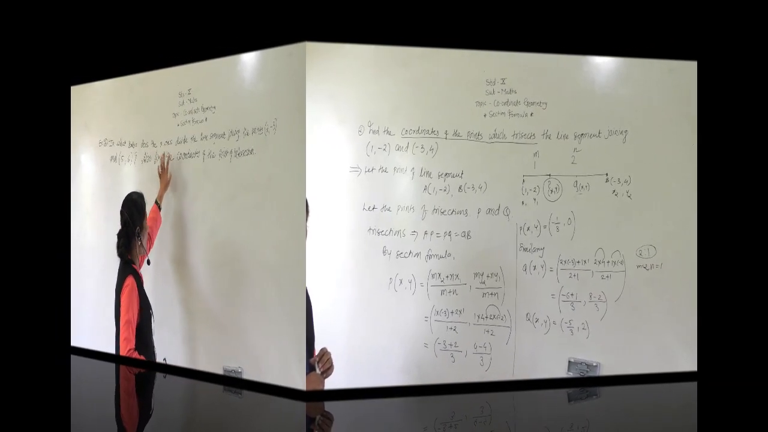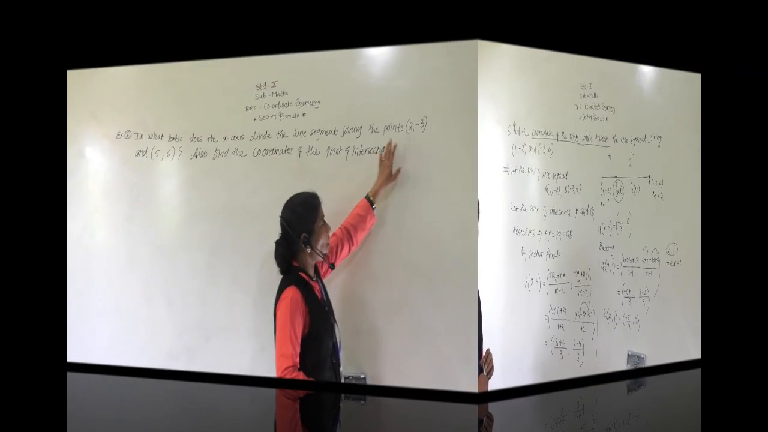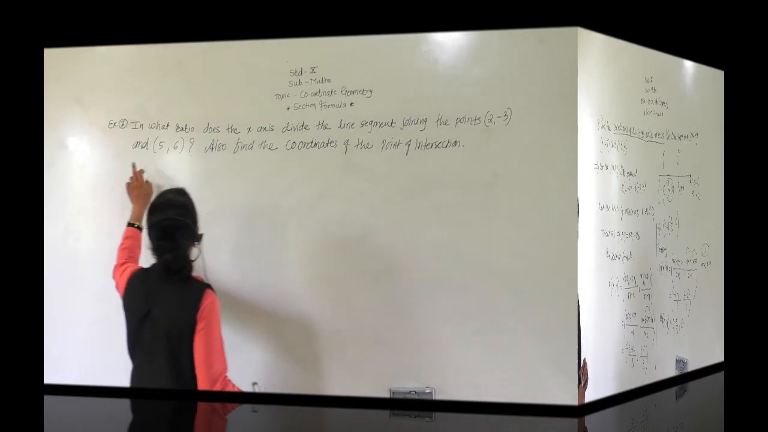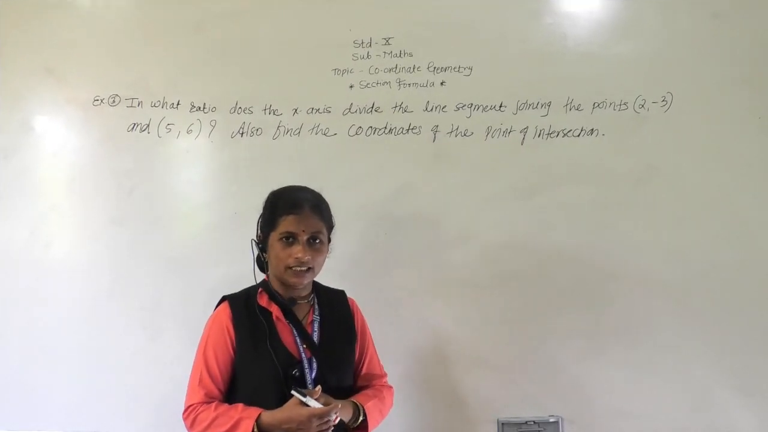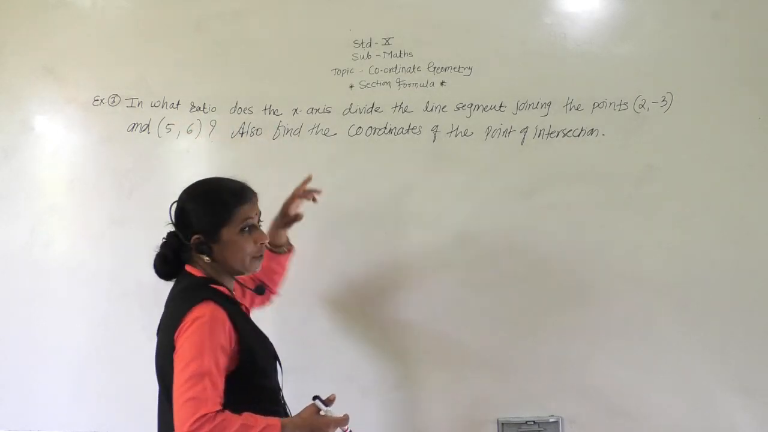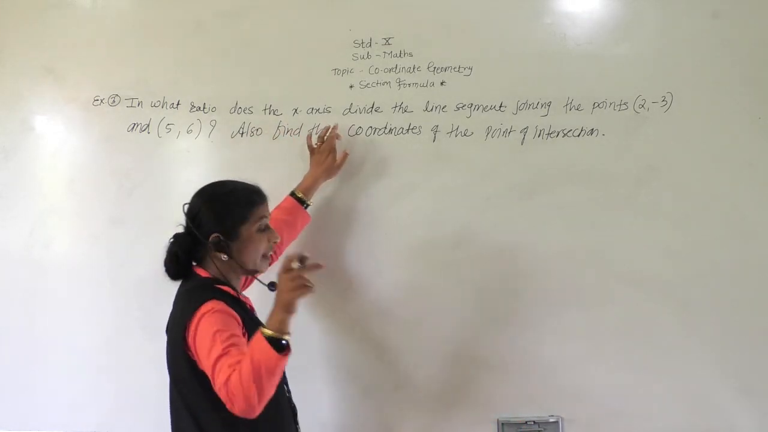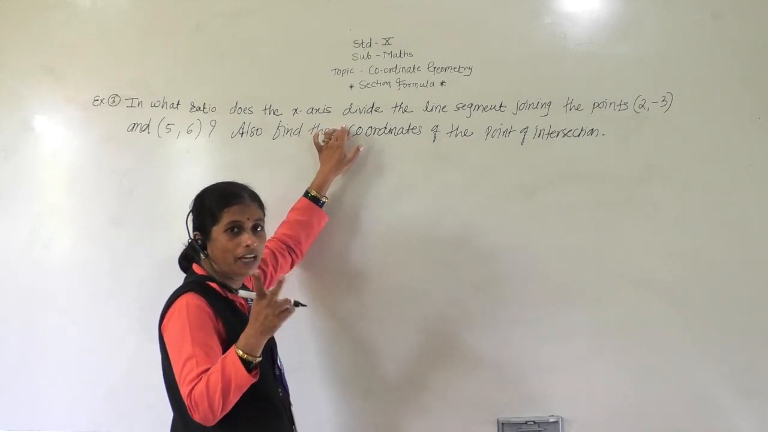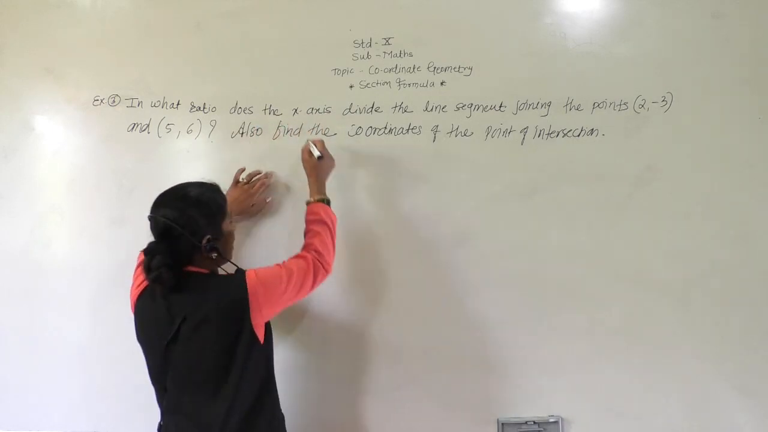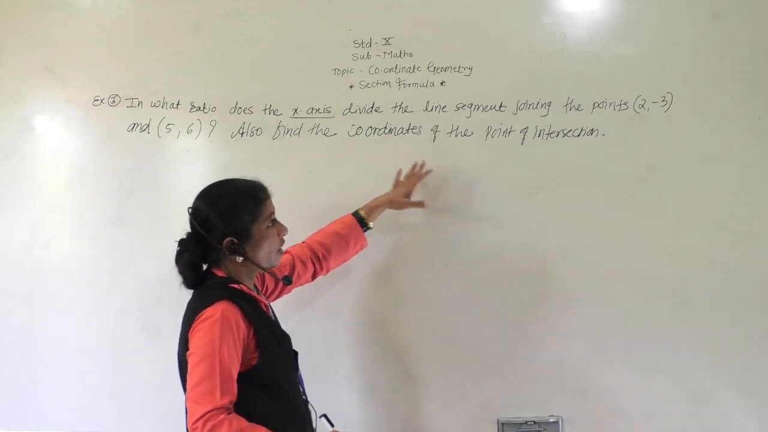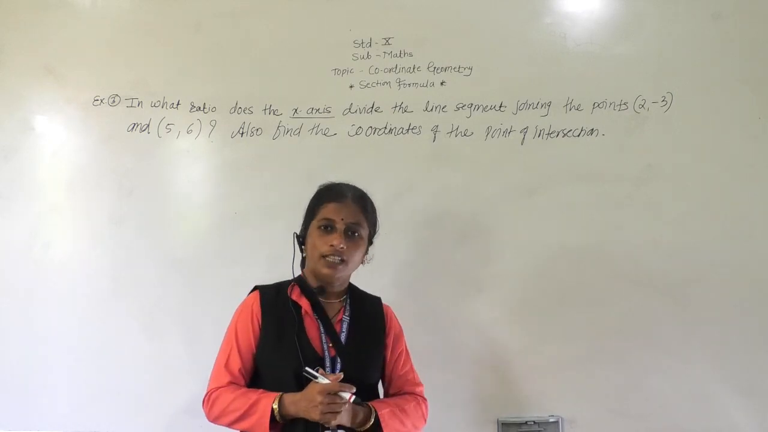Joining the points 2, -3 and 5, 6. Also find the coordinates of the point of intersection. Correct? Now see, in what ratio means we have to find the ratio, m is to n. So in what ratio does the x axis divide the line segment joining these two points? Also we have to find the coordinates of the point of intersection, right?